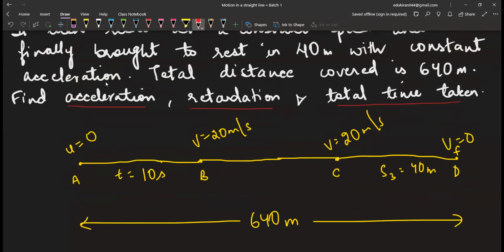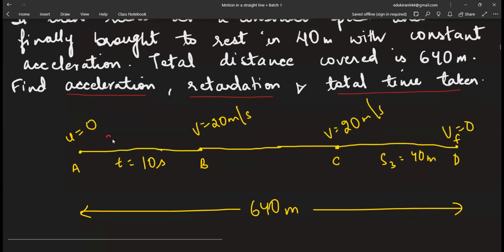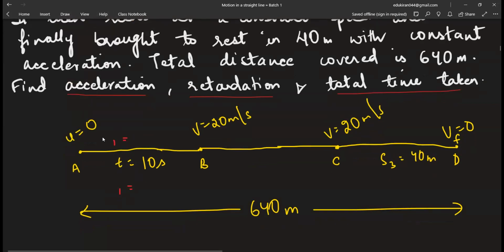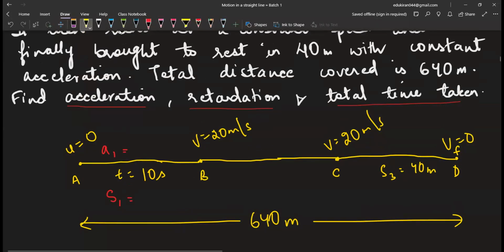Because with just one thing, we cannot calculate this. So here we have the initial velocity, we have the final velocity, we have the time. What we do not have is the distance, and we do not know the acceleration. So at least here in the A to B part, this is missing. Let us solve just this A to B part first.